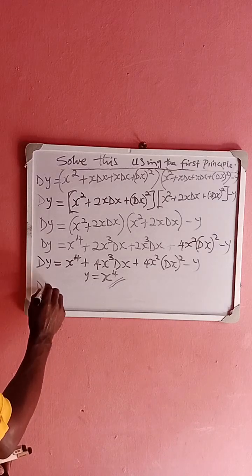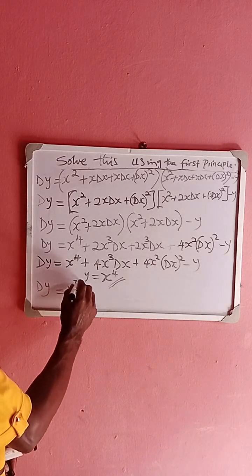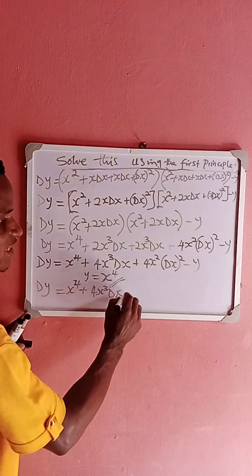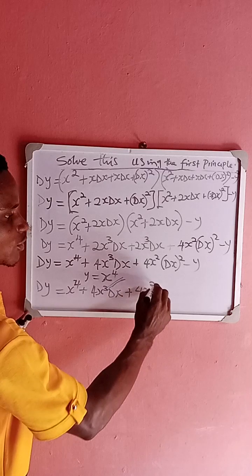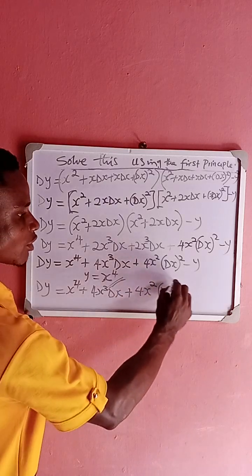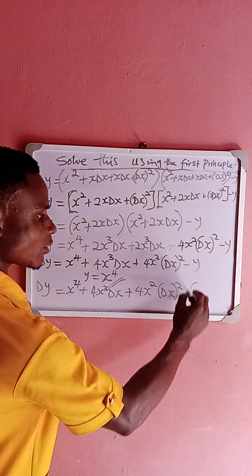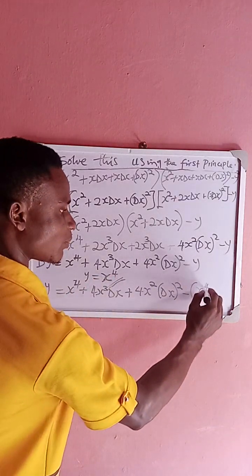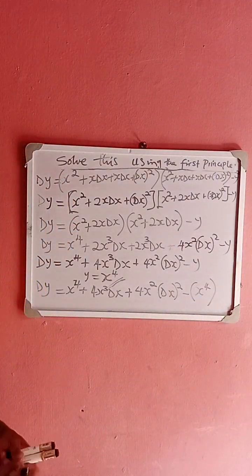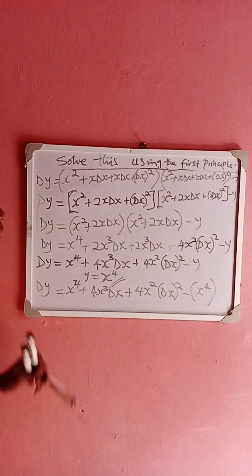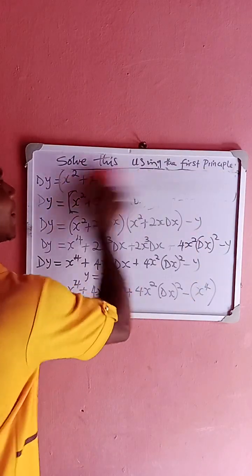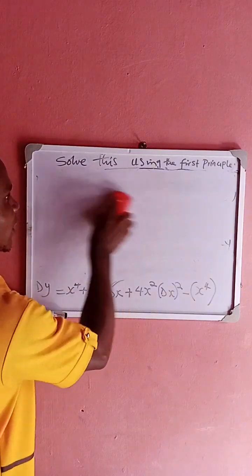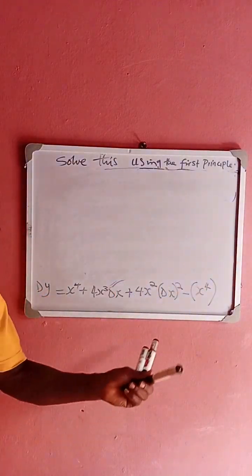Doing that, we have change in y is equals to x raised to the power of 4 plus 4x raised to the power of 3 change in x plus 4x raised to the power of 2 bracket change in x raised to the power of 2 minus open bracket, we have x raised to the power of 4. We close bracket. So doing that, what do we have to do? We have to open the bracket. Opening the bracket now, what do we have?